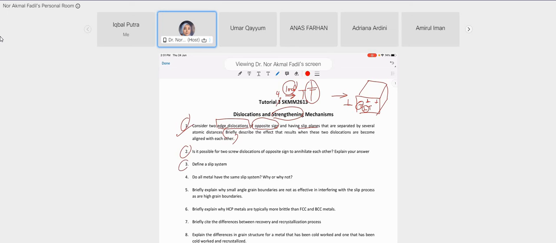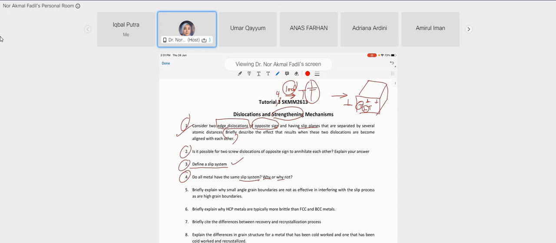All right, define the slip system. I think most of you know what a slip system is. The reason I give you this question is that all of this listed here is something you need to cover under this topic. You need to know what a slip system is. Okay, do all metals have the same slip system? What do you think? Are they having the same slip system? And whatever you answer, give a reason.